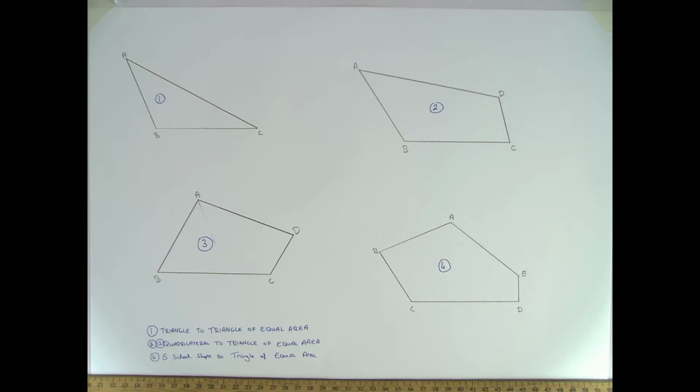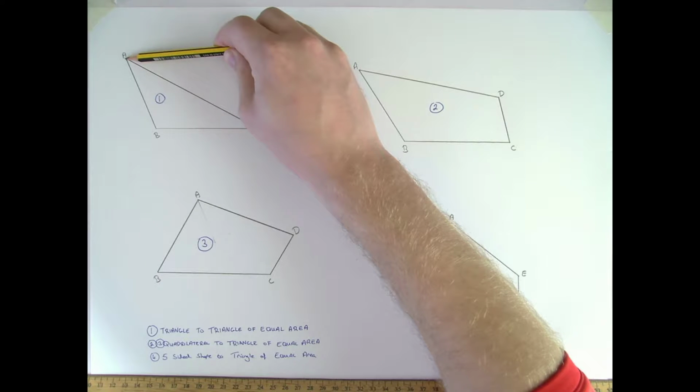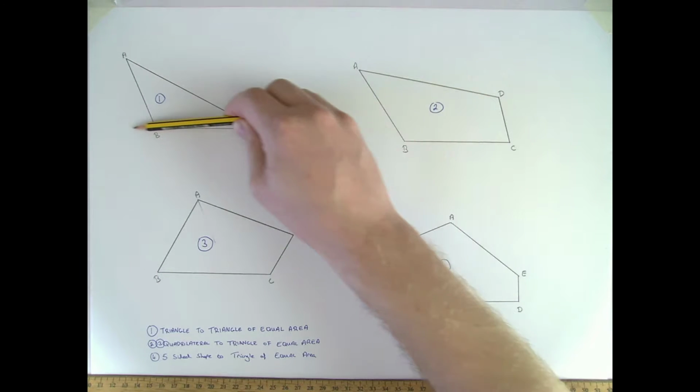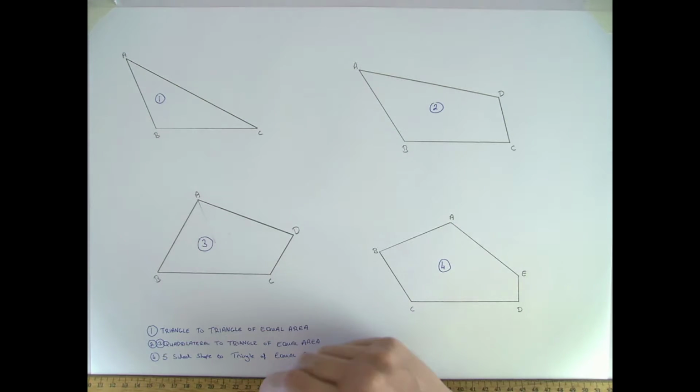So in a previous video we were looking at drawing a triangle as another triangle of equal area, and to do that we need to look at the formula, and the formula for the area of a triangle is half times the base times the perpendicular height. So this is the base, perpendicular height would be a line from here down to the same level as BC, so that would be the perpendicular height. Multiply all of that by a half.